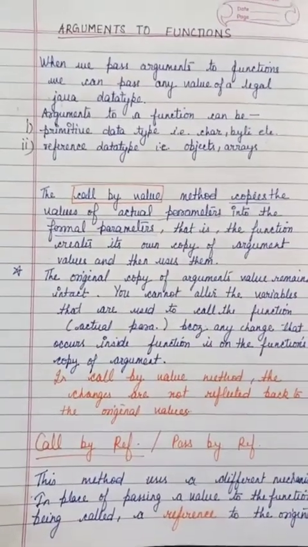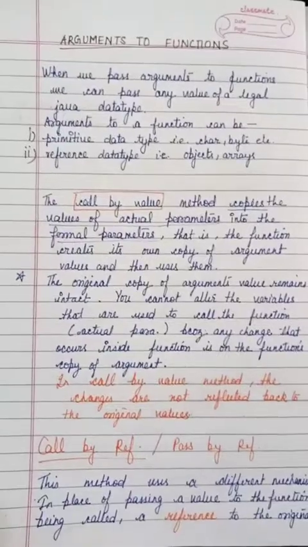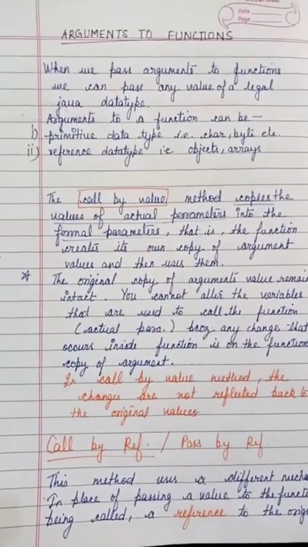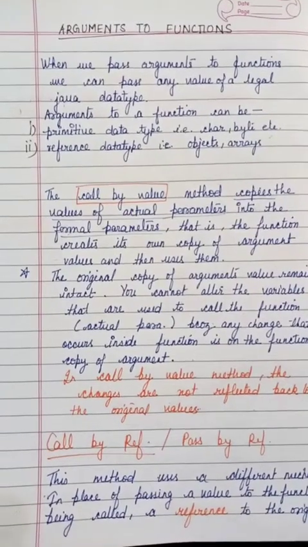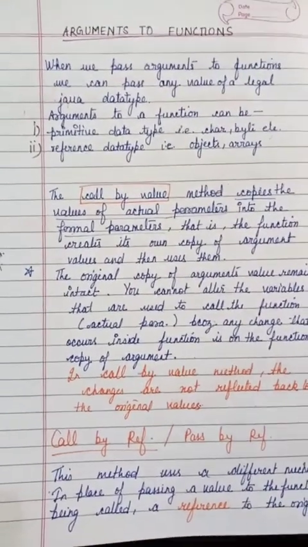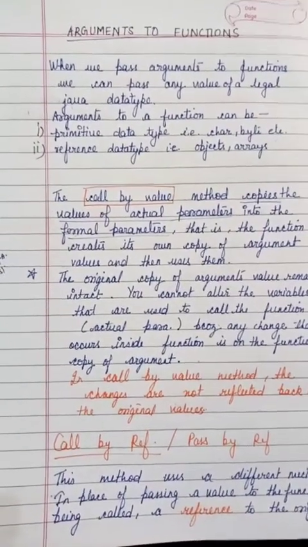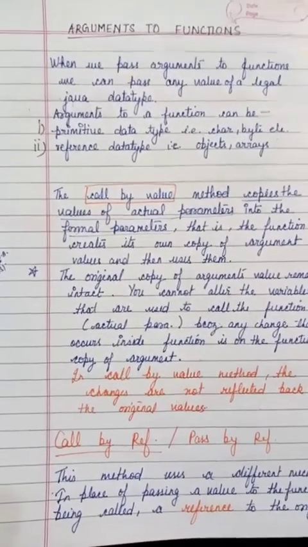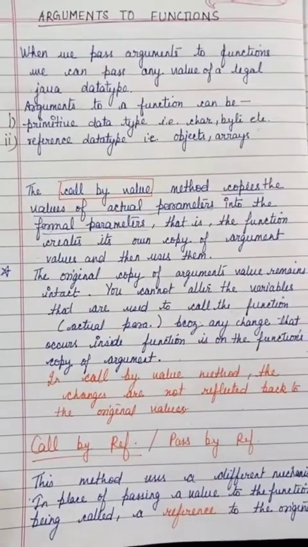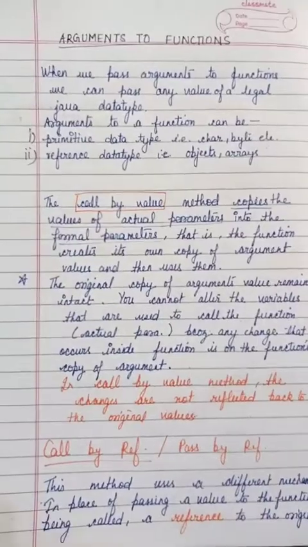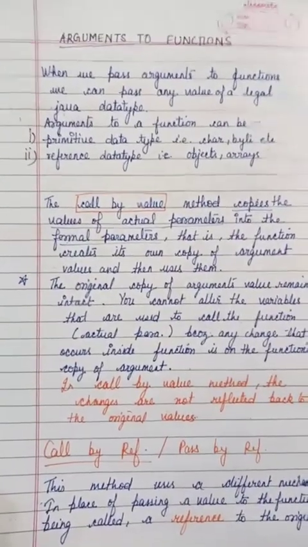Simply, in call by value method, you will be passing the actual parameters and you will be receiving the copy of actual parameters into formal parameters. And if you make any change in the formal parameters, which have the copy of actual parameters, that change will not be reflected back to the original value. The original value remains intact in call by value method.